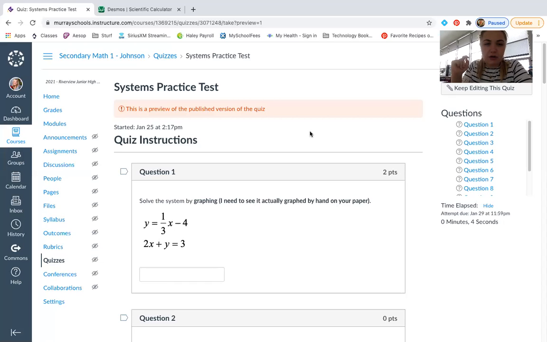All right, ninth graders, we're going to go over the systems practice test so that we can be ready and see what we did wrong so we can move on and do well on the test. So let's look at question number 1. It says solve the system by graphing.